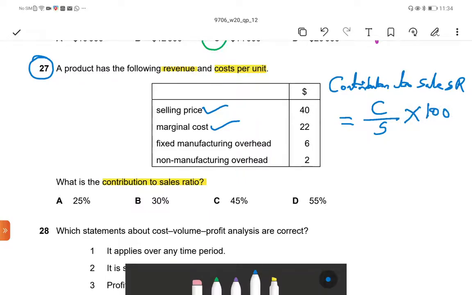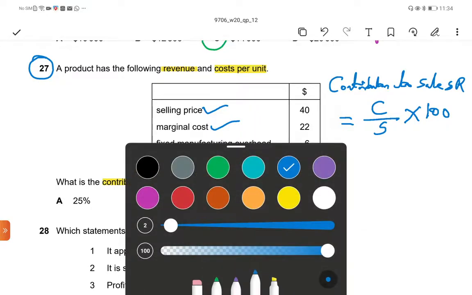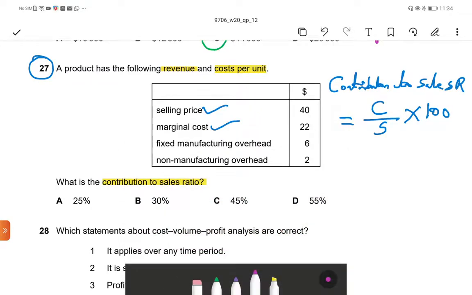So we have to calculate the contribution. Contribution is equal to sales minus variable cost. Here the sales is given as 40. Variable cost means marginal cost. This is variable cost 22. So 40 minus 22 is equal to 18.